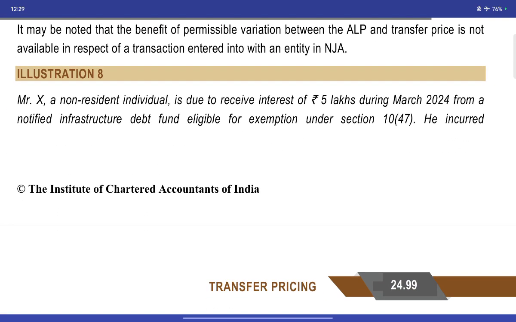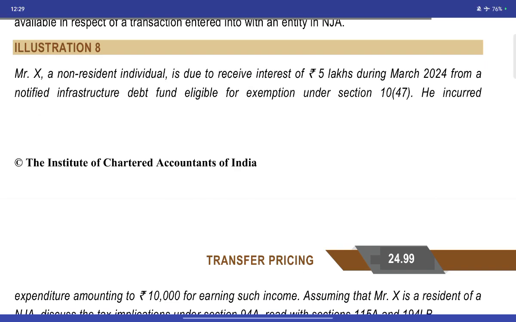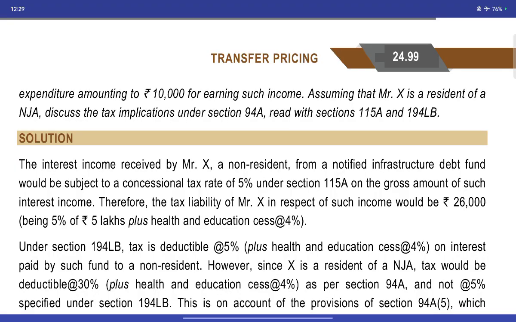Illustration 8: Mr. X is a non-resident individual due to receive interest of 5 lakhs on March 24, 2024 from a notified infrastructure debt fund, eligible for exemption under Section 10(47). He incurred expenditure of about 10,000 for earning such income. Assume X is a resident of an NJA. What are the tax implications under Section 94A regarding Sections 115A and 115A?